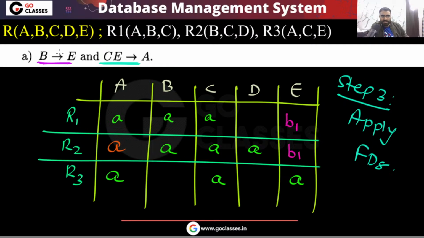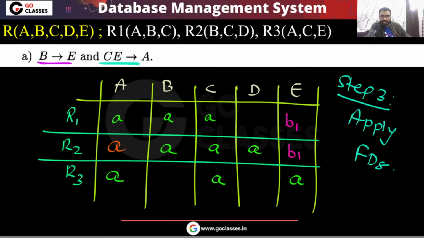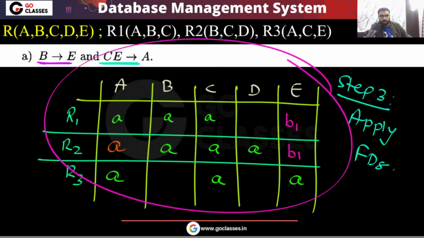Now again, repeatedly we will apply. Let's apply B determining E again. Whenever two tuples have the same B value, they must have the same E value. Now no changes will happen. In this table, no changes will happen if I apply this FD again. Let me apply C determining E. Whenever two tuples have the same CE value, they must have the same A value. The first and second tuples have the same CE value, so they must have the same A value. Again, no changes will happen. Can you notice one thing? In this table, I cannot make any changes.